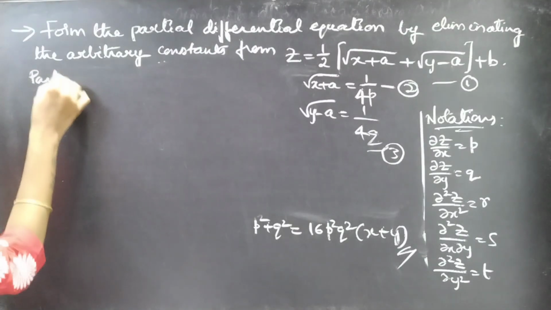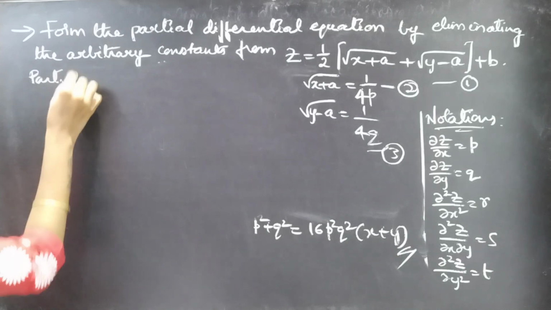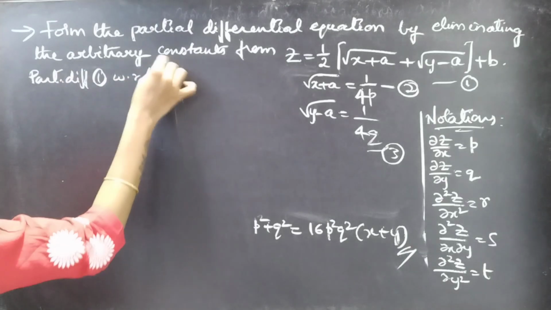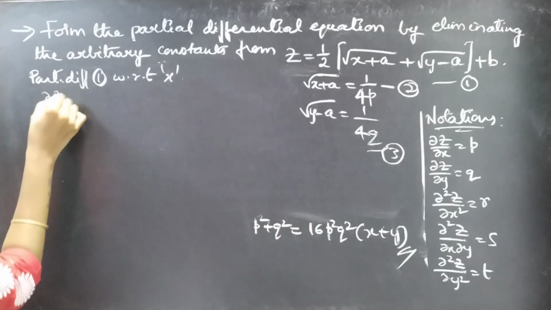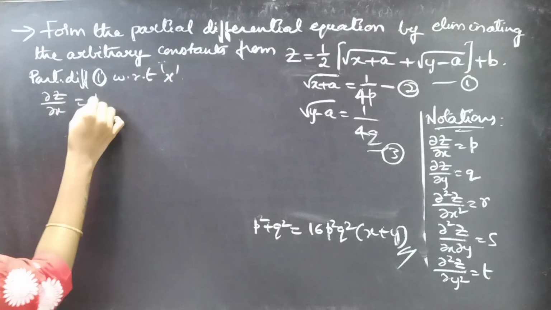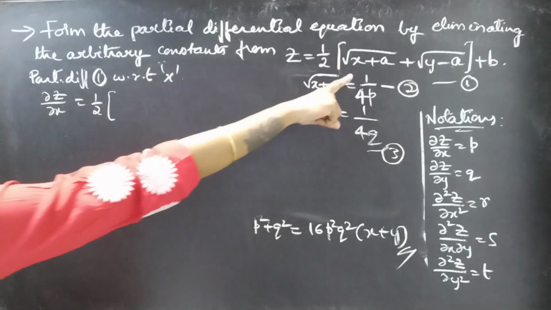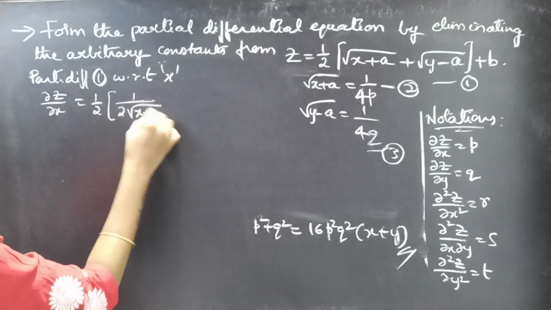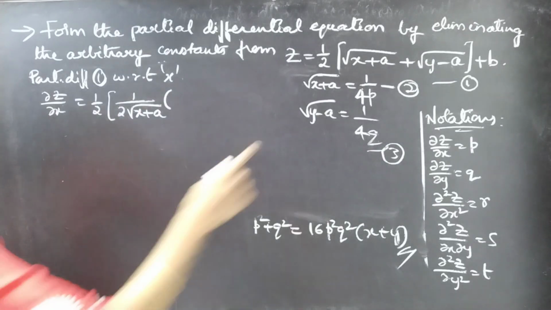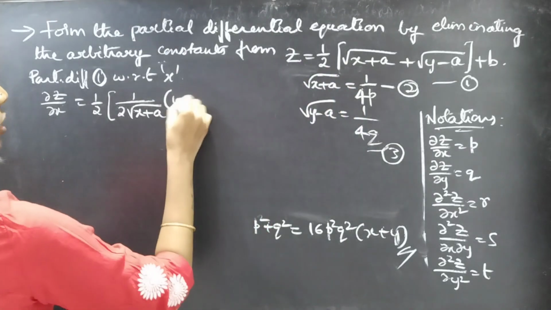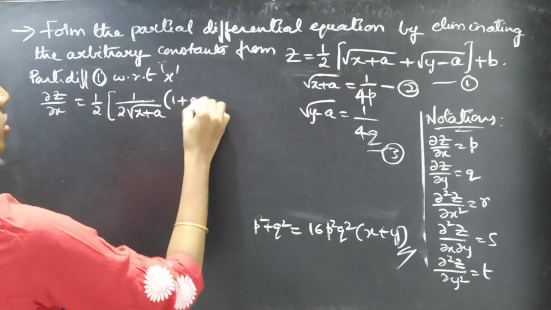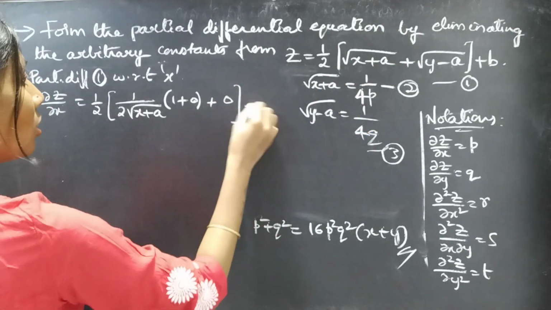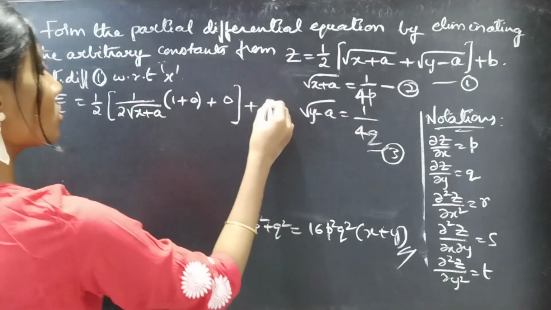Partially differentiating 1 with respect to x, ∂z/∂x equals 1/2 into the partial derivative of the square root of x plus a, which is 1 by 2 root x plus a into the inner derivative. The partial derivative of x with respect to x is 1, plus the partial derivative of a constant with respect to x is 0.